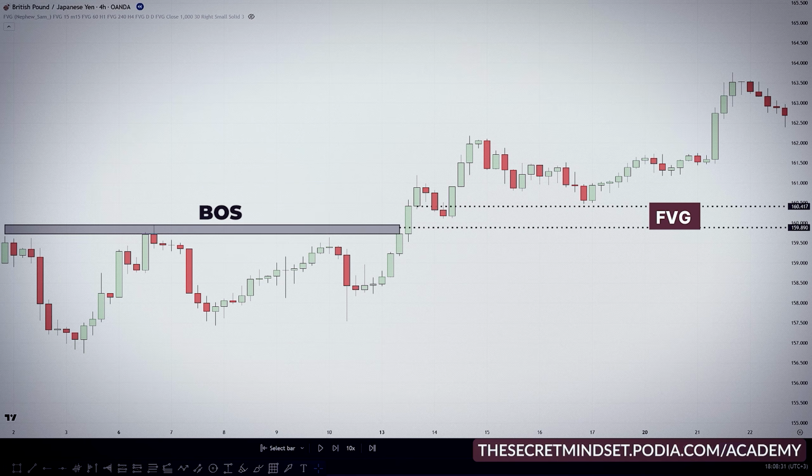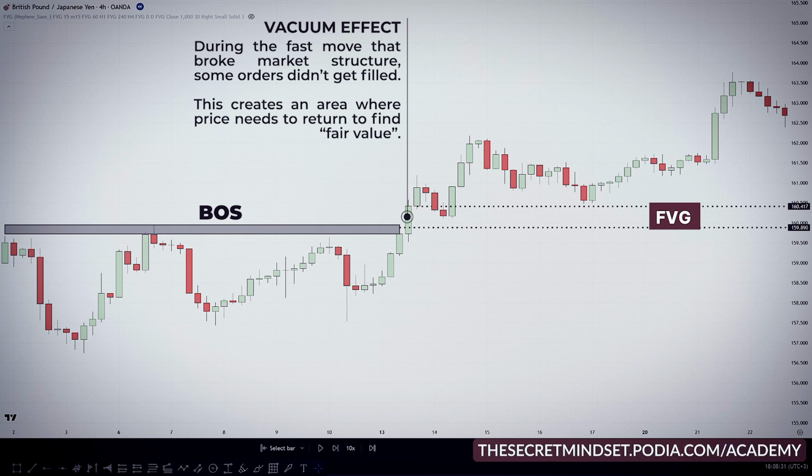What makes this setup special is the vacuum effect created by the gap. Remember that during the fast move that broke market structure, some orders didn't get filled. This creates an area where price needs to return to find fair value.